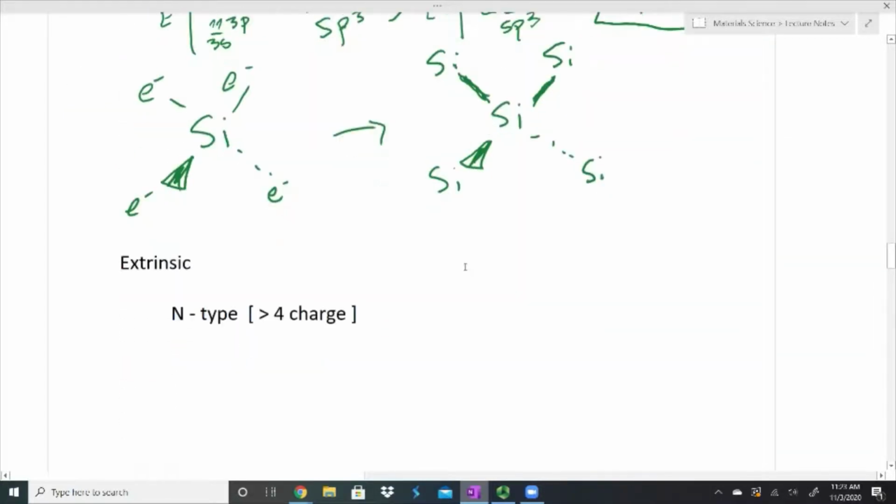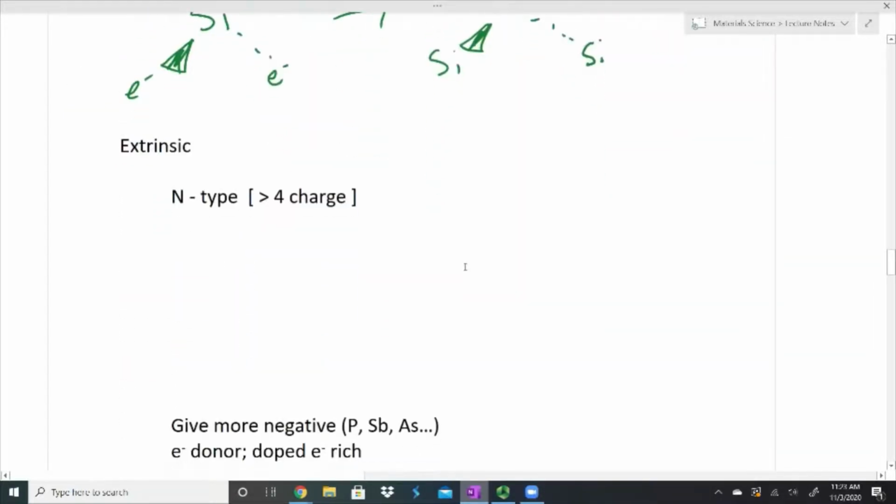What we want to do is talk about extrinsic. An extrinsic semiconductor is man-made. It's something that we make ourselves, and we make it by doping. When something gets doped, we add something to it that shouldn't be there, and we add it to improve the properties.